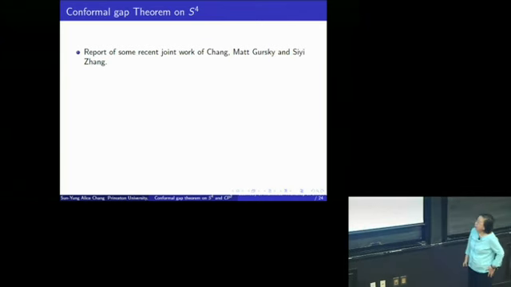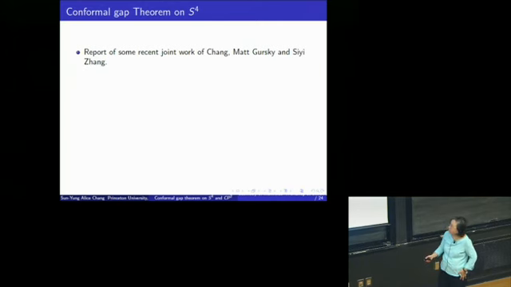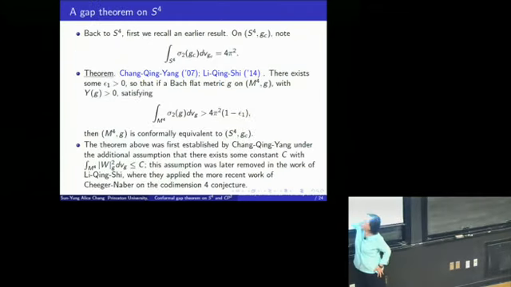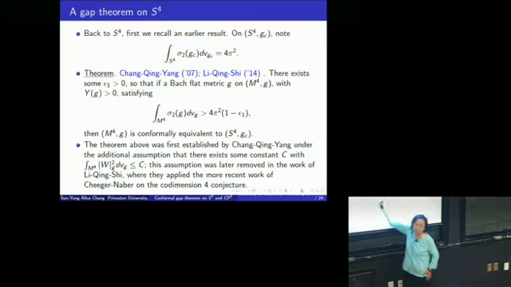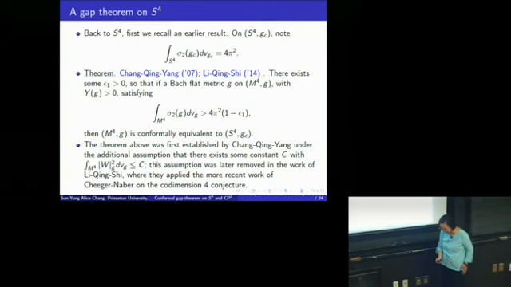Okay. So given this, the first theorem I want to report from recent work is the sharp gap in this case. If we know it's topologically S4, the gap is really 1/2. So that means that if sigma 2 is greater than 2 pi square, then it's already the standard S4. Okay, there's a gap.